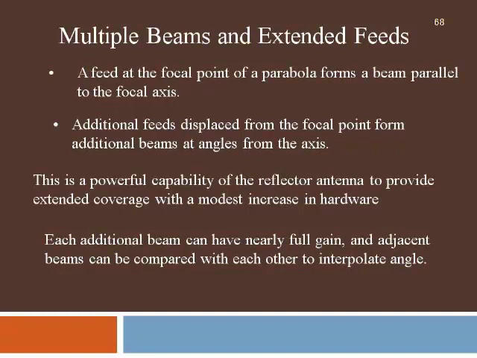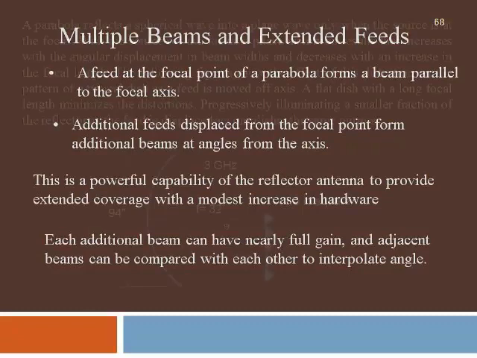A feed at the focal point of a parabola forms a beam parallel to the focal axis. Additional feeds displaced from the focal point form additional beams at angles from the axis. This is a powerful capability of the reflector antenna to provide extended coverage with a modest increase in hardware. Each additional beam can have nearly full gain, and adjacent beams can be compared with each other to interpolate angle.